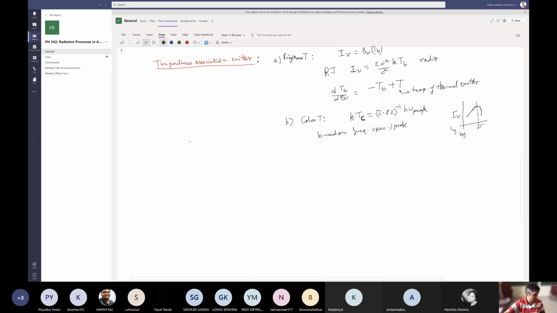Okay, this is color temperature. The third and the final thing that I'm going to talk about today is called effective temperature. Effective temperature is defined this way.